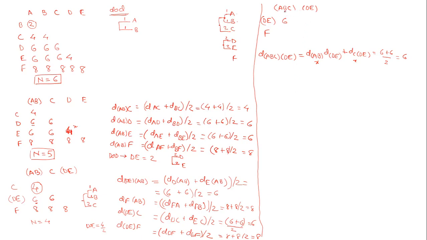Now, next in line is the distance between this ABC and F. We would need to fill up these positions as well. So how do we calculate the distance between ABC and F? It is the distance between AB and F plus the distance between C and F. That is what we are doing, right? We would calculate the distance between AB and F, and then the distance between C and F, right? So what is the distance between AB and F? The distance between AB and F is 8. We would have 8 over here. The distance between C and F is still 8. 8 plus 8 divided by 2, 8. So we would put 8 over here, right?